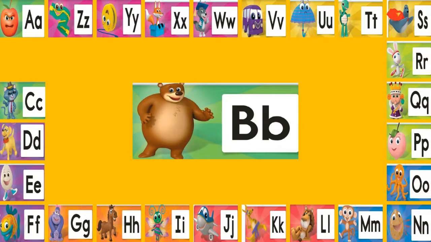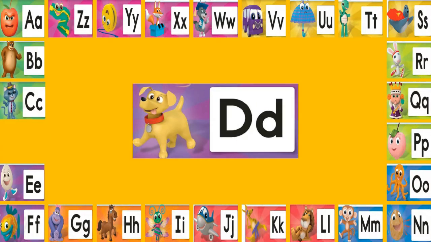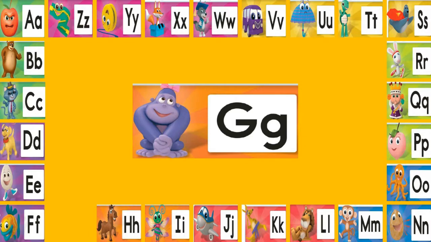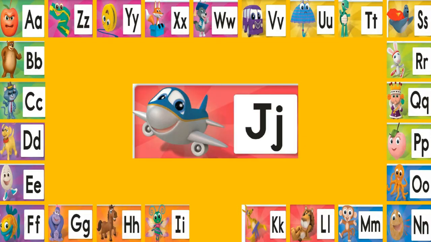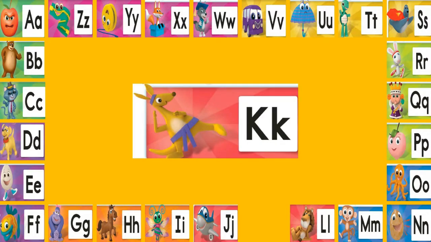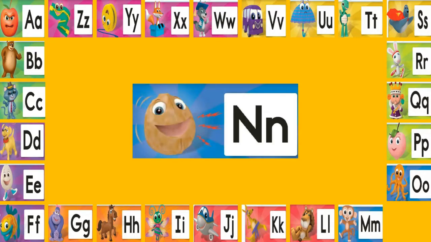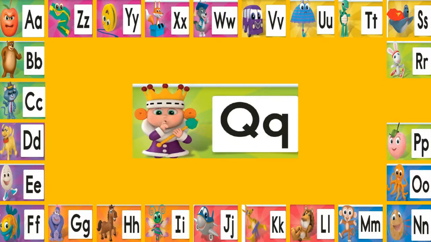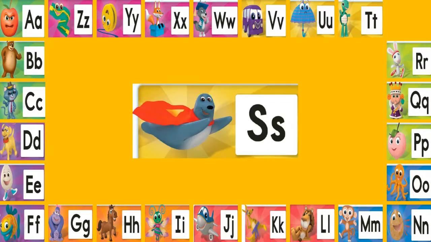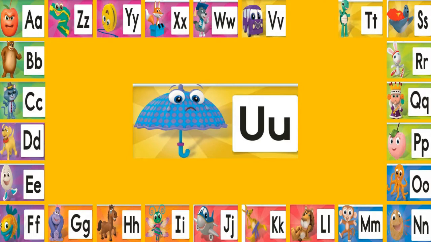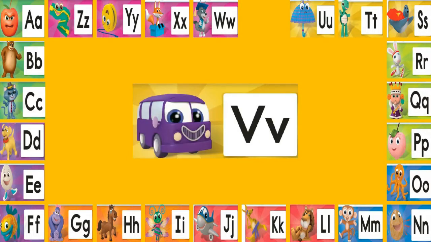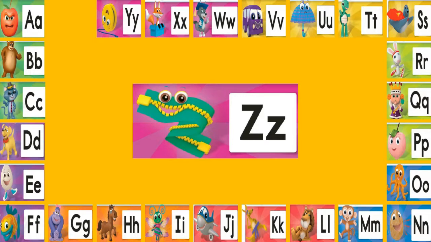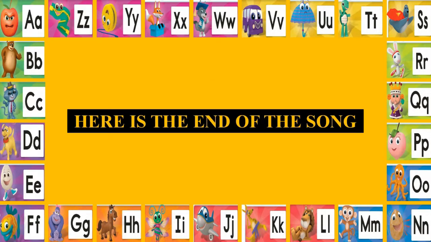A makes A, B makes B, C makes K, and D makes D. E makes E, F makes F, and G makes G. H makes H, I makes I, J makes J, and K makes K. L makes L, M makes M, and N makes N. O makes O, P makes P, Q makes Q, and R makes R. S makes S, and T makes T, and U makes U. V makes V, W makes W, X makes X, and Y makes Y, Z makes Z. And that is the end of the song.